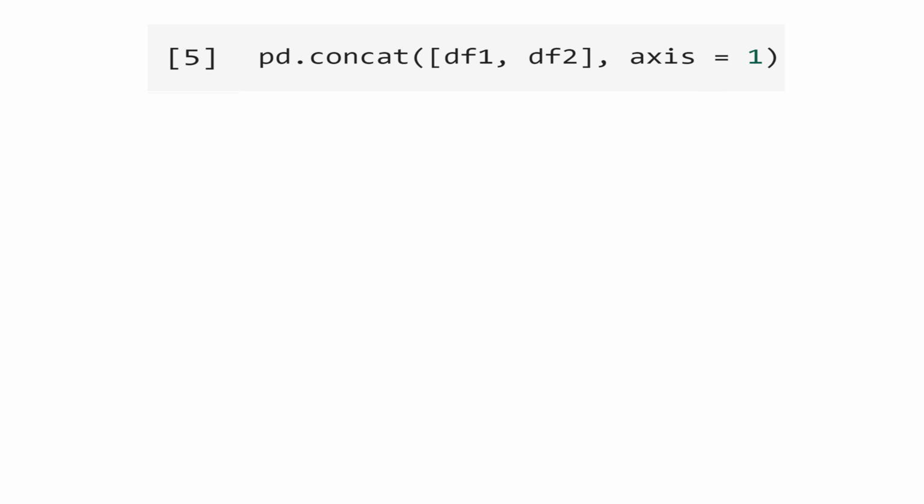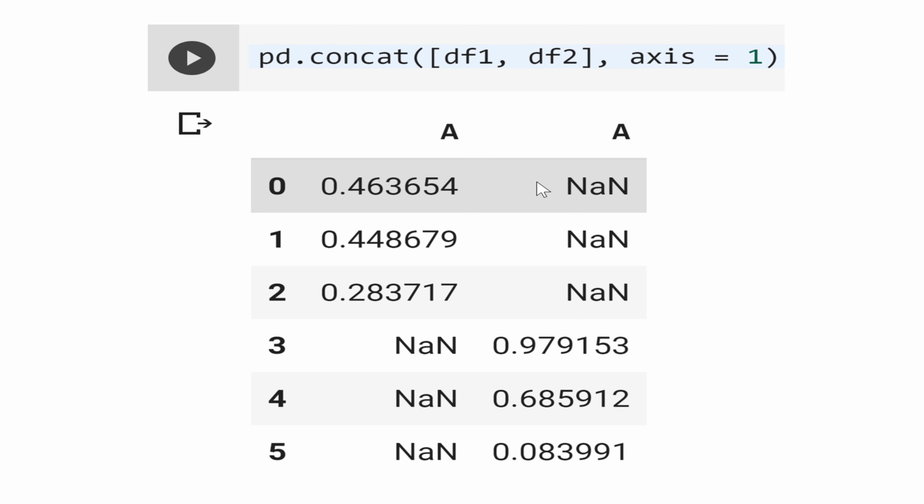Let's see what happens if we concatenate by column. The code is the same here, pd.concat, data frame 1, 2. The only difference is axis here equals 1. 1 here is column instead of row. And let's see the results. Well, now we have 2 columns. And you see this, NaN, NaN, NaN, and NaN, NaN, NaN.